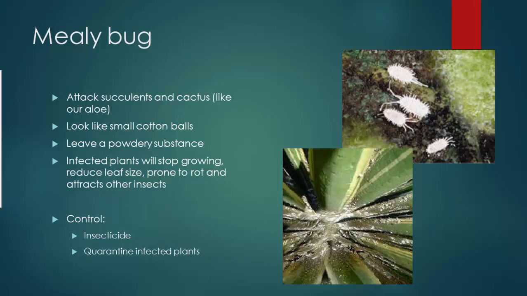A lot of times we have these problems in succulents and cacti, like our Thanksgiving cactus, like our aloe, snake plants, different things like that. It's important for almost all of these disorders to quarantine the affected plants. You don't want this to spread. You want to be able to control it, but you also want to make sure that you're protecting the rest of your crop. And so using insecticide on mealybugs works fine.